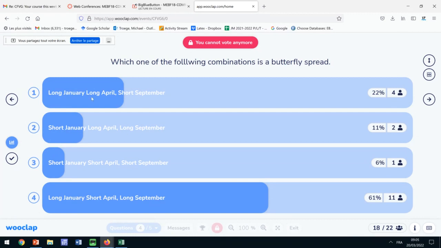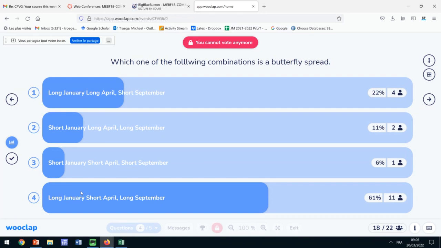Okay, so that's not a butterfly. Butterfly is a big one in the middle, and then two smaller positions, half the size of the middle one in the opposing direction. Again, that's a thing that's totally hedged against price increases or decreases, but it's a thing that is going to change in value if the slope goes up or goes down. So in this case, long January, long September, short April.